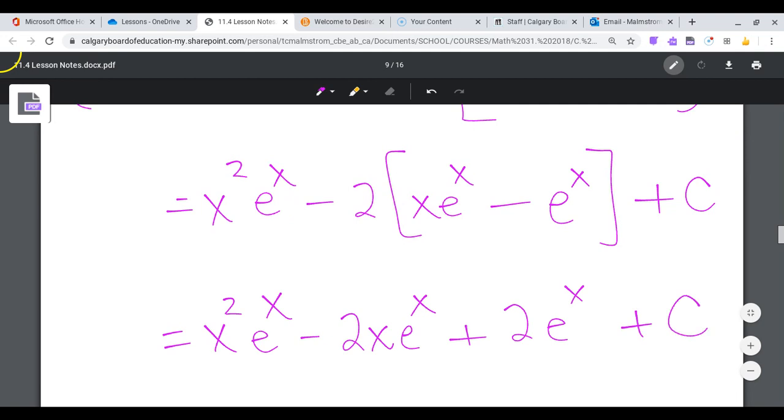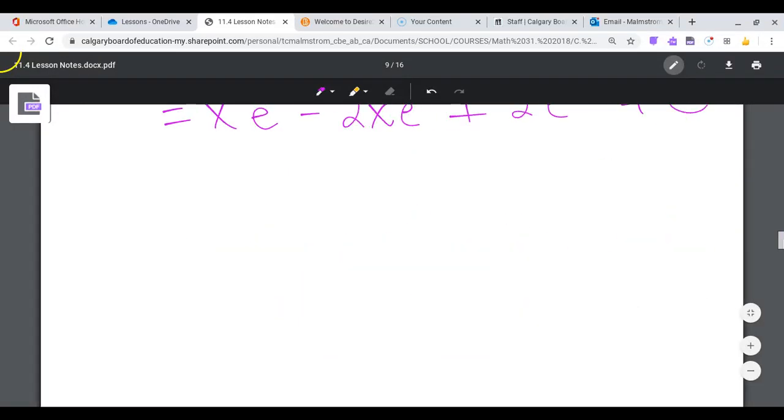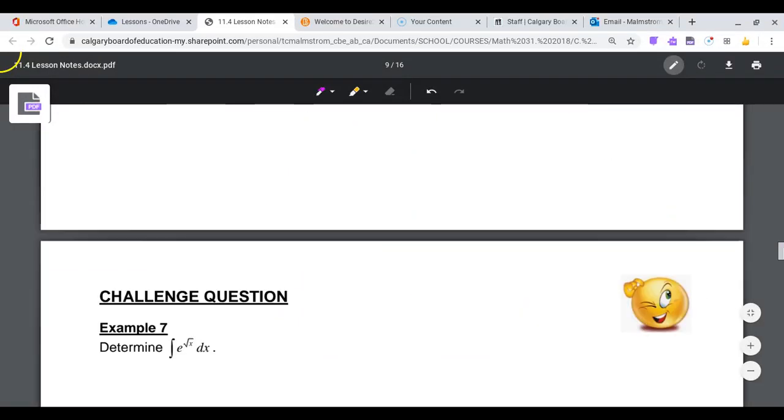Whew! Those ones that you have to do twice are a little bit intense. You really have to keep track of everything. Make sure you use brackets. All right, a challenge question before we see a funky little shortcut.